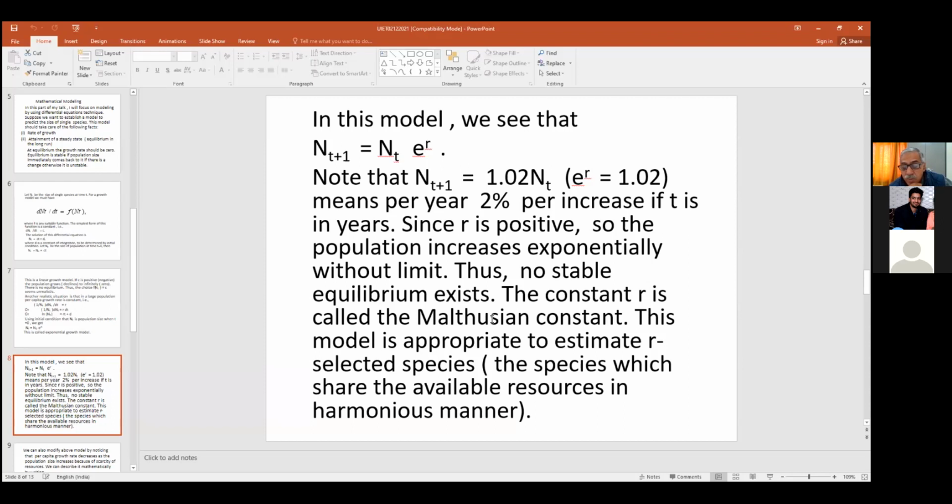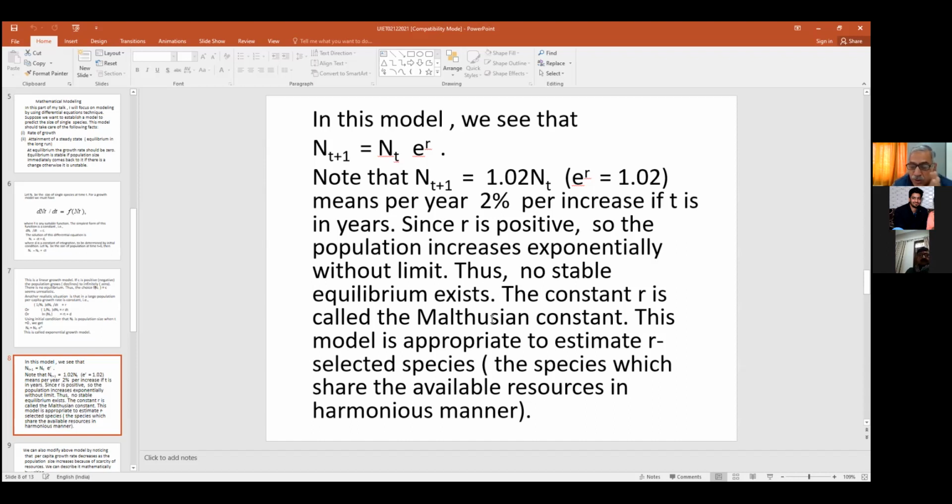This model is appropriate to estimate r-selected species. Now, what is that r-selected species? In life sciences, scientists have categorized the species into two categories. One is r-selected species and the other is K-selected species. K-selected species I will explain later.